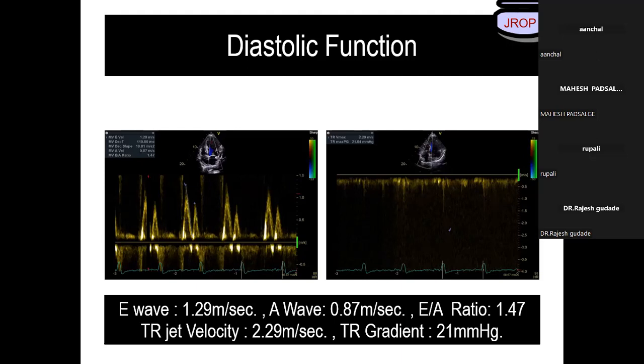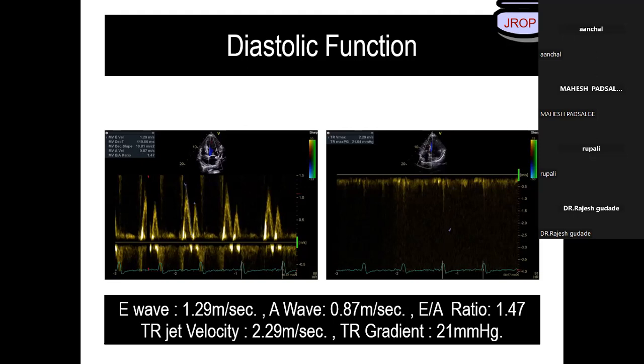Dr. Rajesh Gudade. Sir, can you hear me? A little bit. Sir, here E by A ratio is 1.47, which falls between 0.8 to 2. Then the TR velocity is also more than 2.28. So I think it is a grade 2 diastolic dysfunction, sir. Okay. Rajesh Gudade says grade 2 diastolic dysfunction.